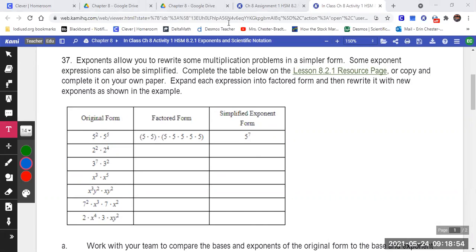Now, some people don't like math, so they don't pay attention to math, but so we are rewriting, we're using exponent rules, okay?